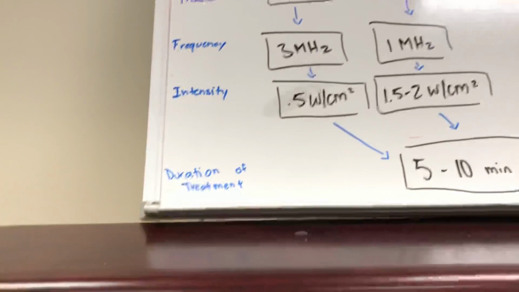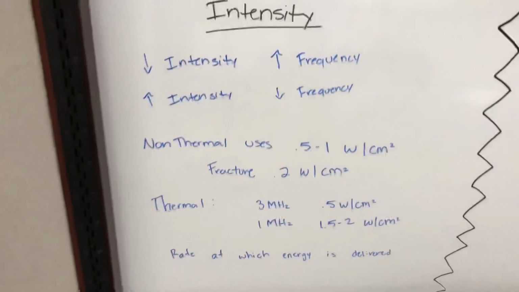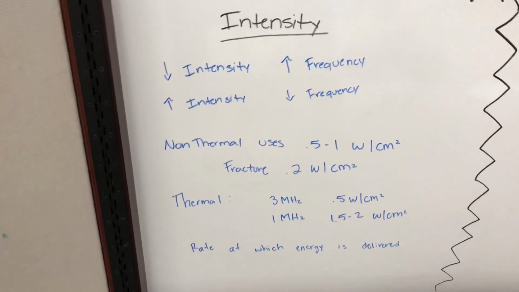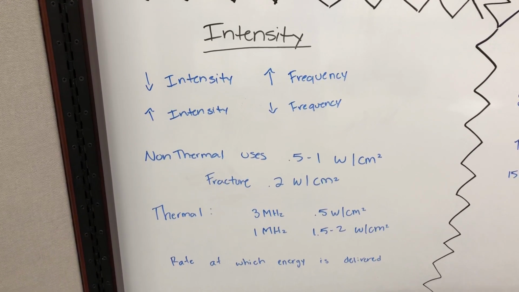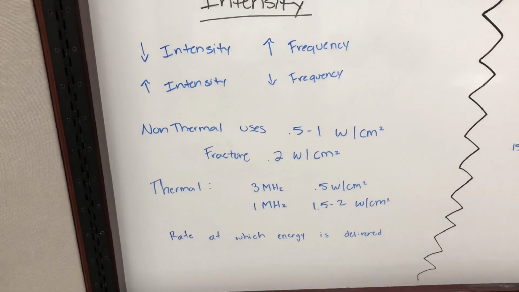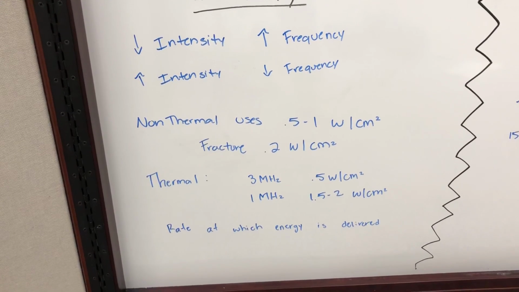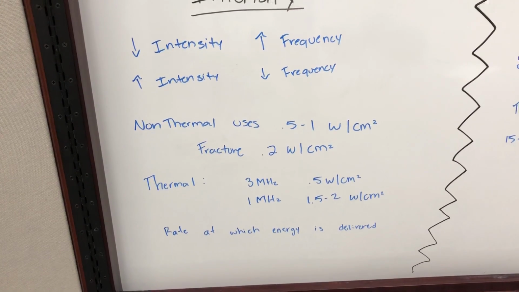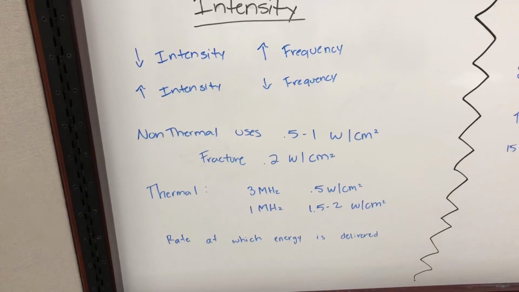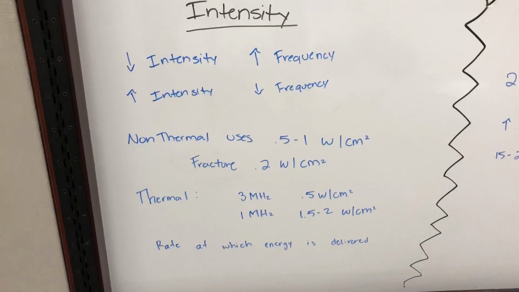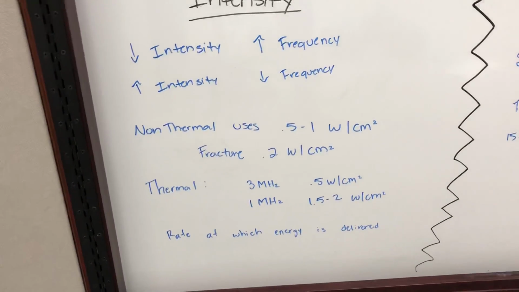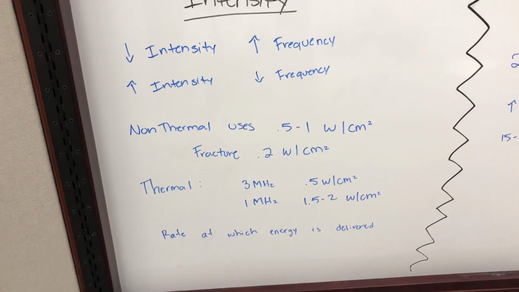Next on our list is intensity. So the intensity decreases with an increase in frequency, and it increases with a decrease in frequency. The intensity is the rate at which energy is delivered. For non-thermal use, you'll want 0.5 to 1 watts per centimeter squared. And for the thermal use, it will depend on the frequency.